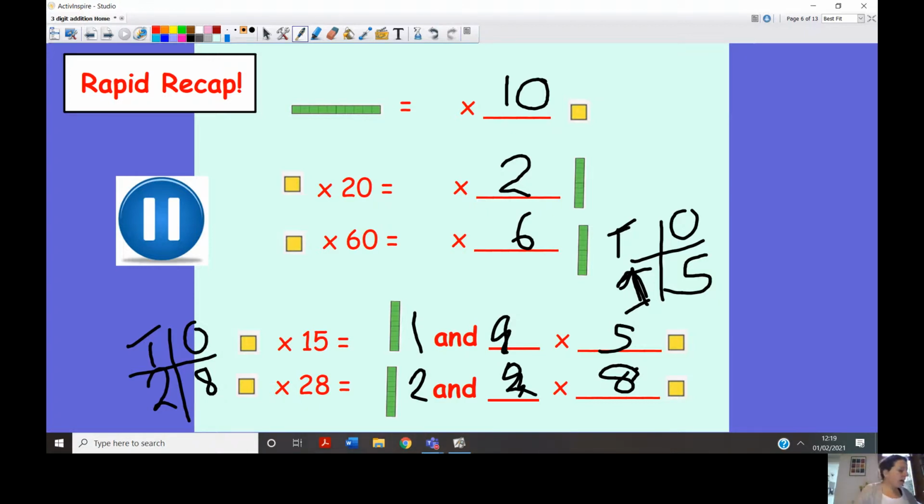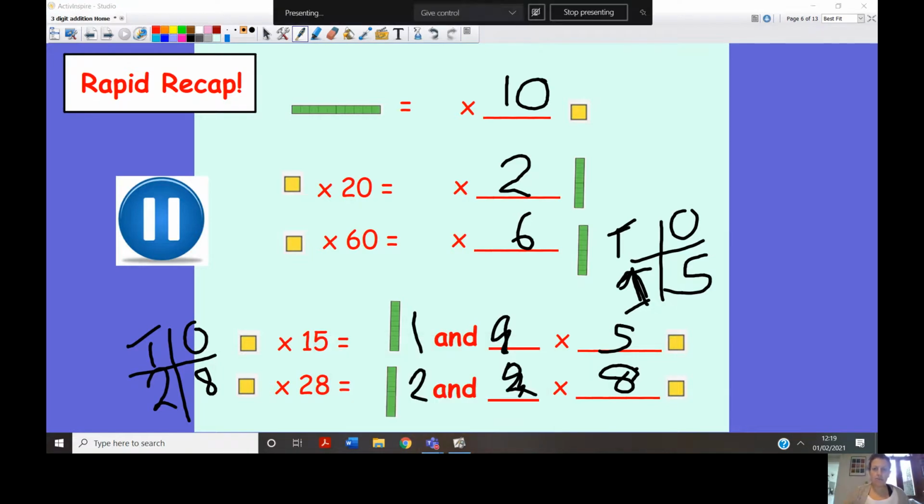Right, we are going to now look at some examples of regrouping. So I'm just going to stop sharing my screen. Oh, stop presenting. And I'm just going to flip my camera over.